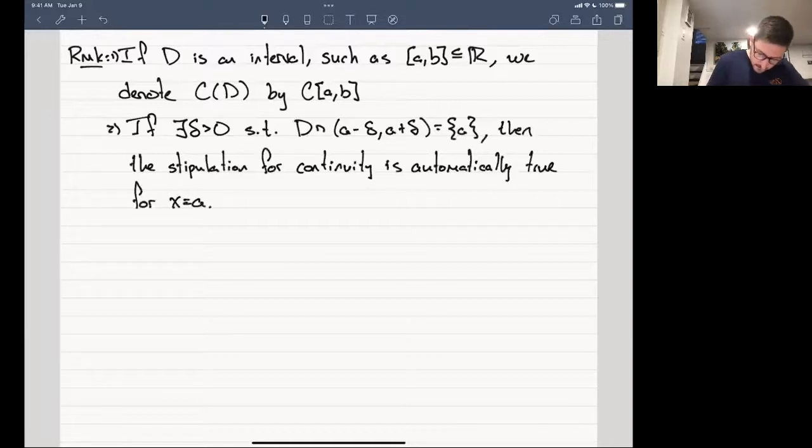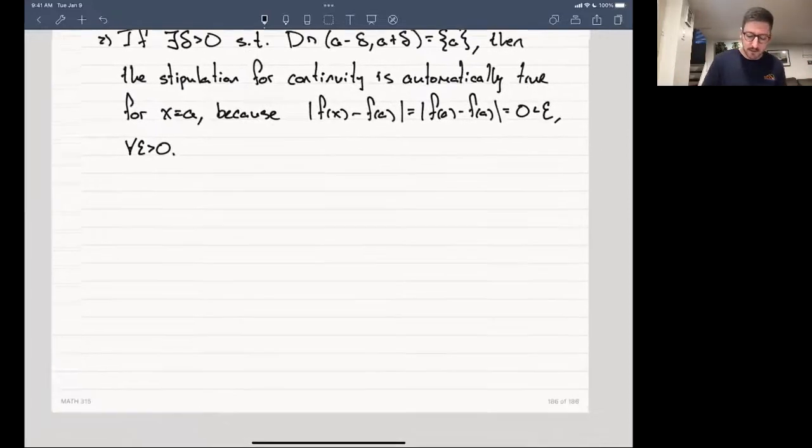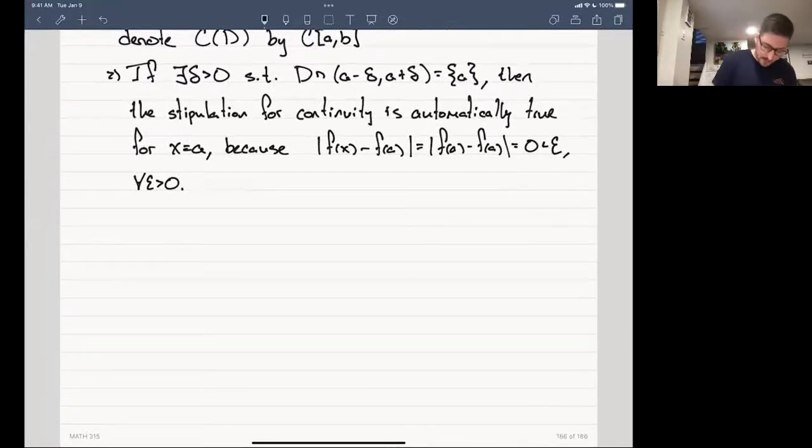And that's because f of x minus f of a can only be f of a minus f of a, because the only x you can choose from is a, because there's nothing around a to look at, which is equal to 0, which is less than or equal to epsilon, and that's for all epsilon greater than 0. So that's a sort of degenerate case. Imagine you just have a function that's defined at a single point, say x equal to 0. It's automatically continuous by the definition, because there's nowhere else to look around 0. So it's a weird degenerate case for this definition of continuity. And we'll look at an example of this later.